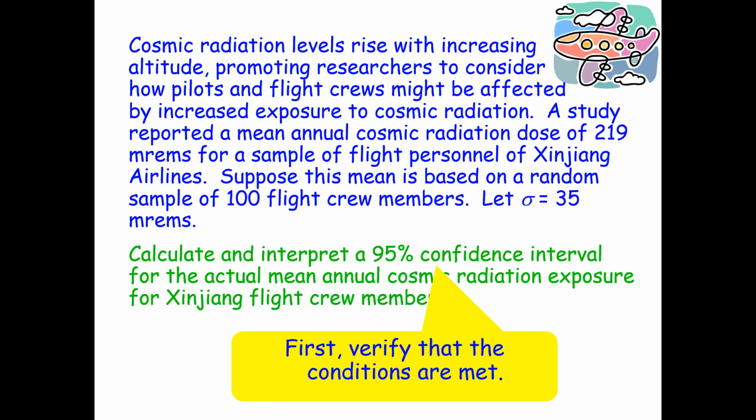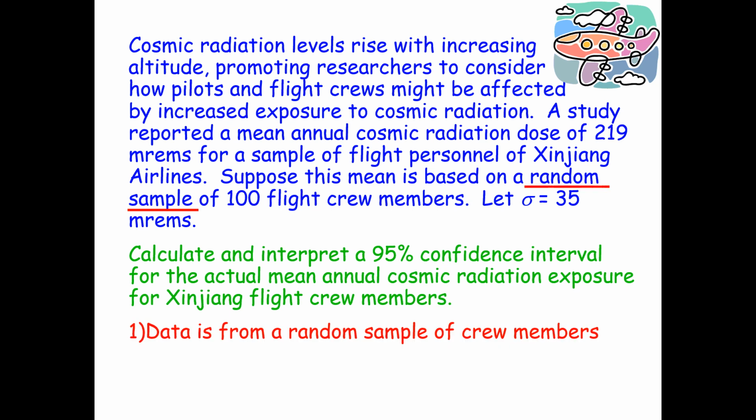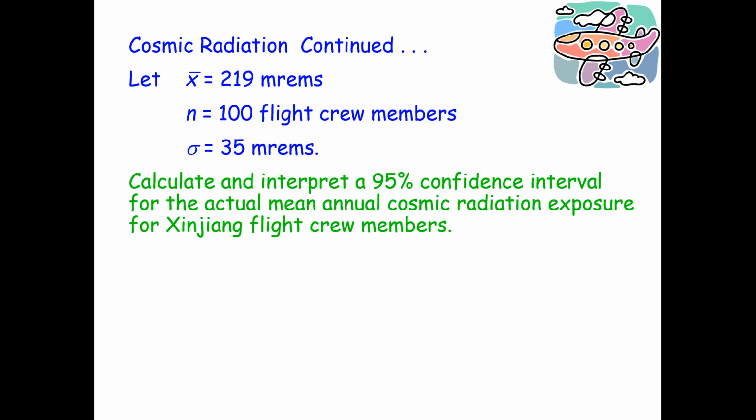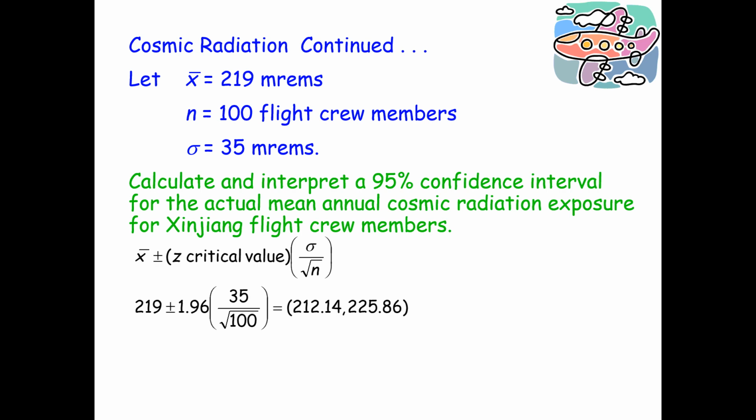So first we need to verify that the conditions are met. Our data is from a random sample of crew members. Our sample size n is large. We have 100, which is definitely greater than or equal to 30. And our standard deviation is known. So we can go ahead and plug that into our formula. Our z critical value for a 95% confidence interval is 1.96, and that's going to give us a lower bound of 212.14 and an upper bound of 225.86.